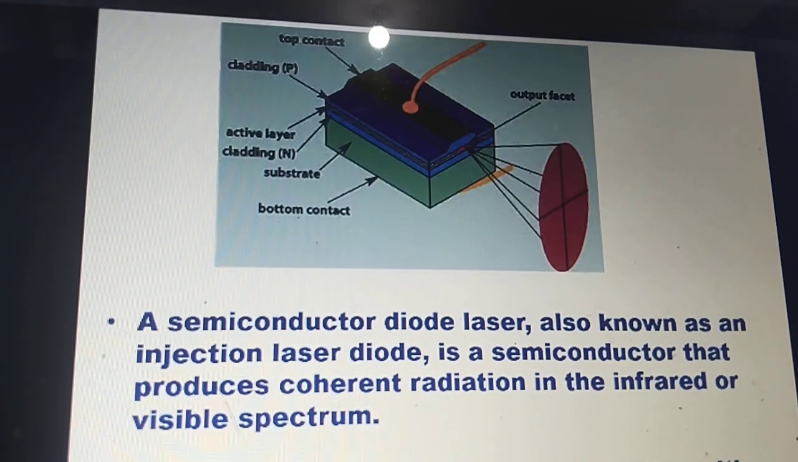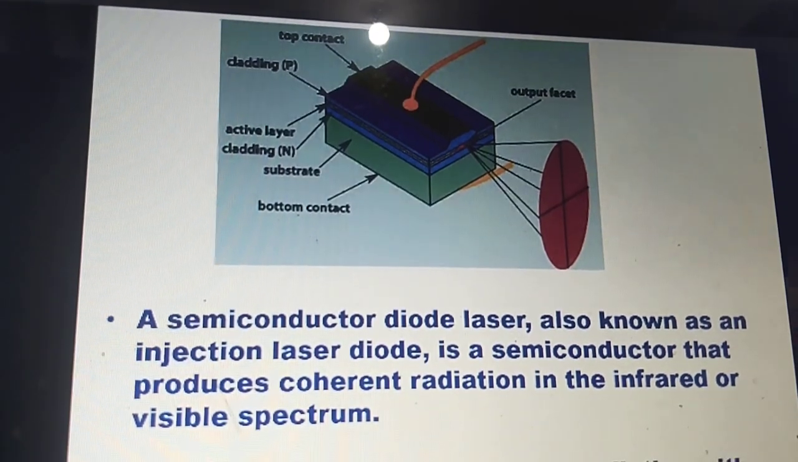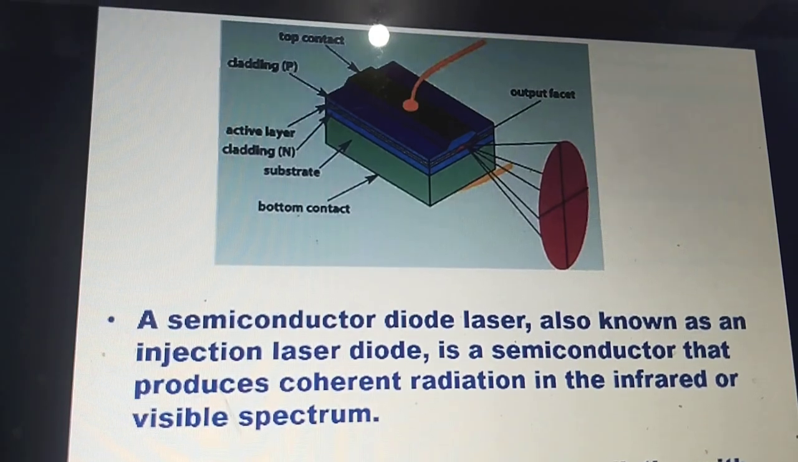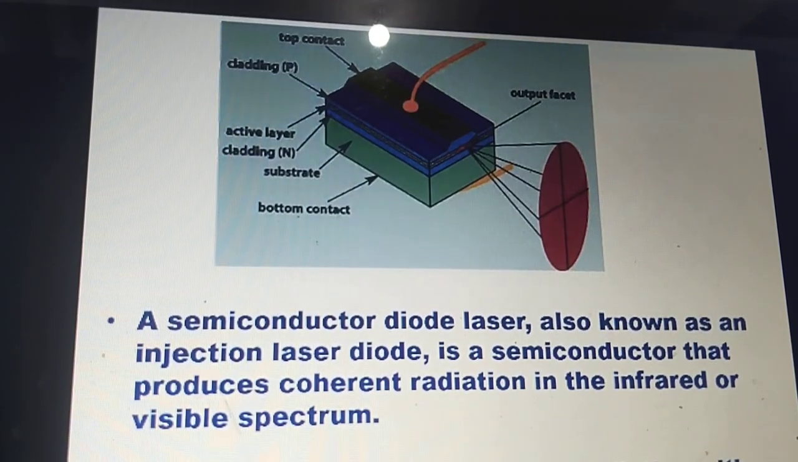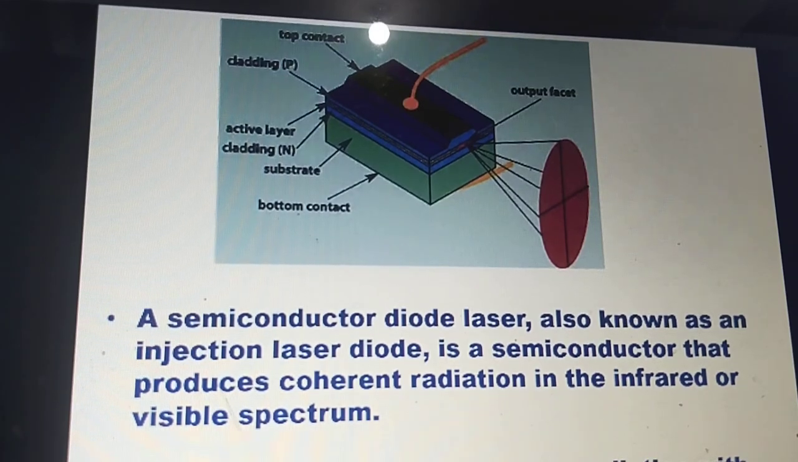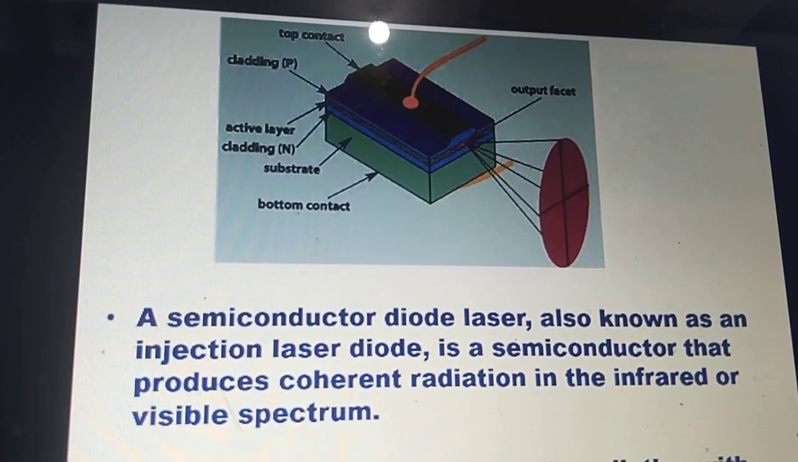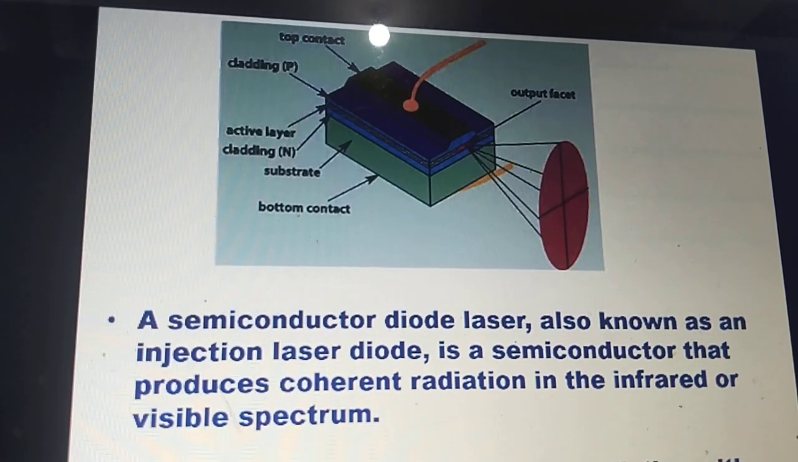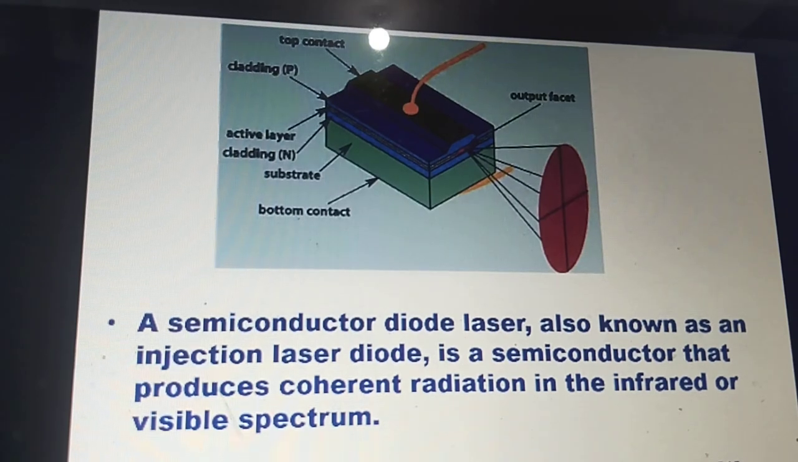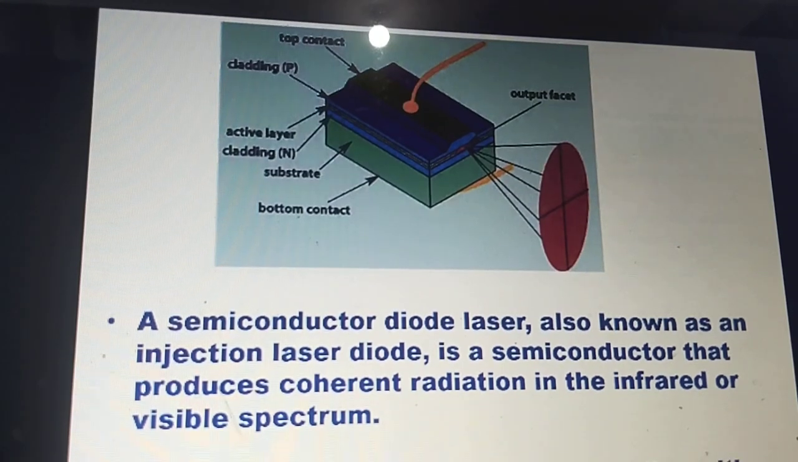That is the laser diode. So this I am discussing. You can see this picture. This is the structure of a laser diode. We all know the laser, and what kind of physics is associated with the laser is important to understand. By definition, the semiconductor diode laser, also known as injection laser diode, is a semiconductor that produces what?